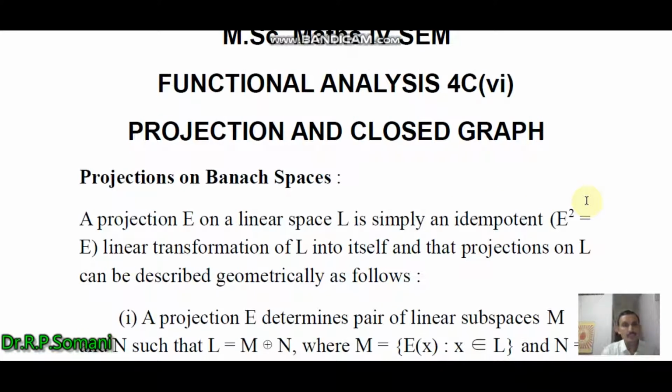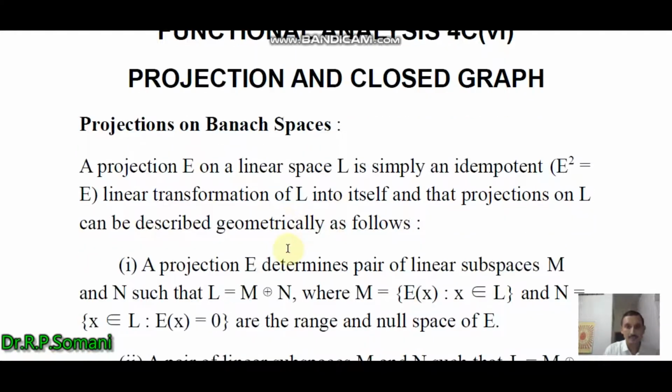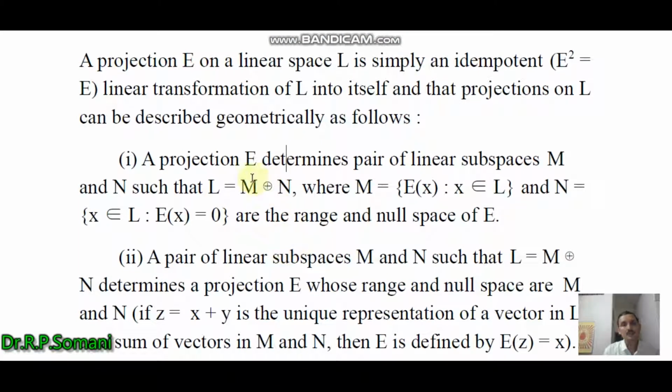First we define the projection on Banach space. A projection E on a linear space L is simply an idempotent operator, that is, E square equals E, a linear transformation of L into itself. Projections on L can be described geometrically. First, a projection E determines a pair of linear subspaces M and N such that L equals M direct sum N.